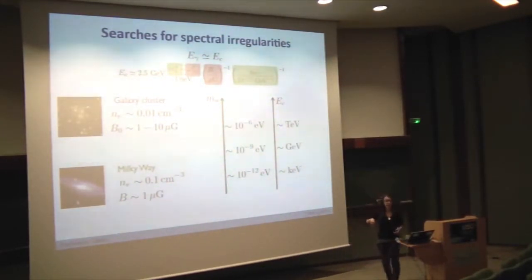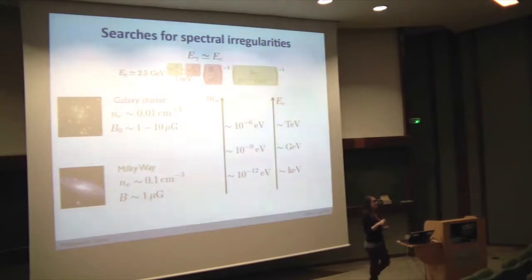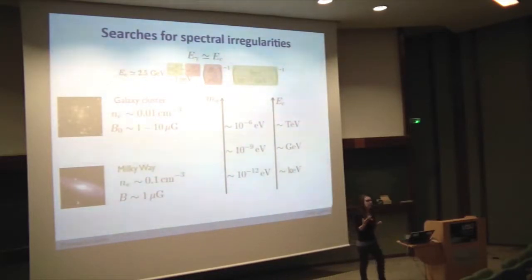microgauss and even higher, while in our Milky Way we have an average electron density of 0.1 cm^-3, while the B field is suppressed with respect to larger environments and is of the order of 1 microgauss. Those, of course, are average quantities.